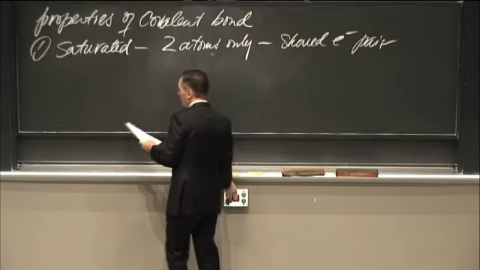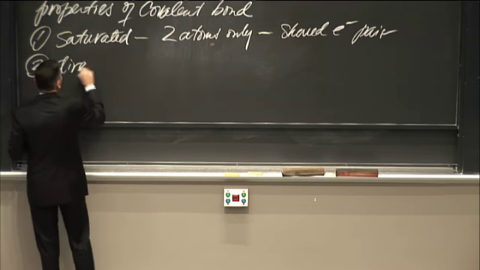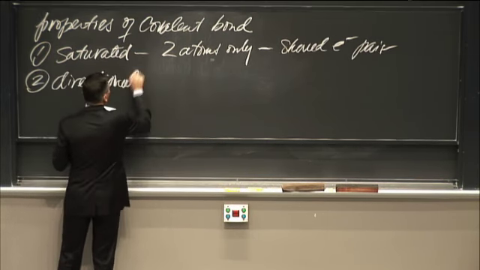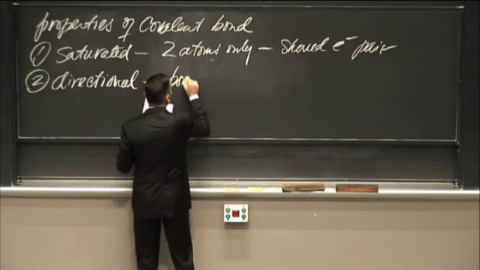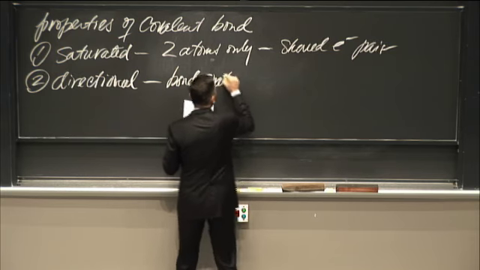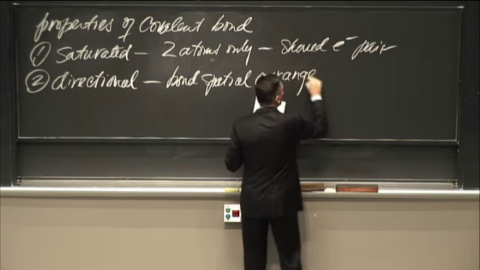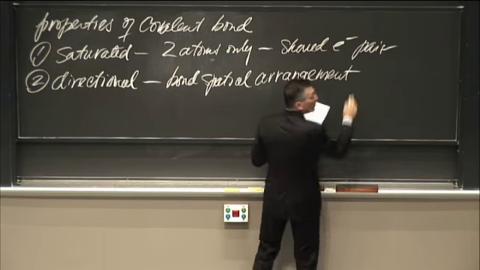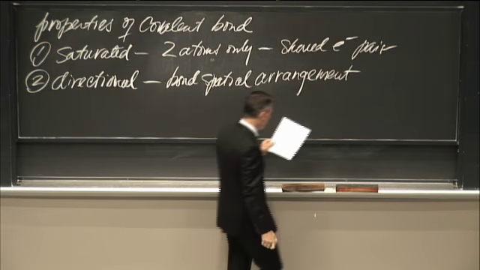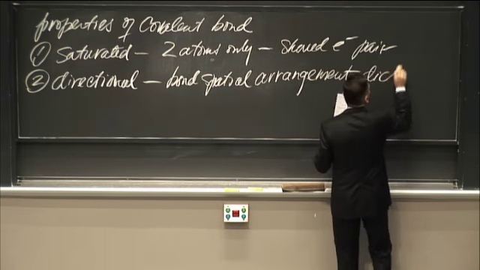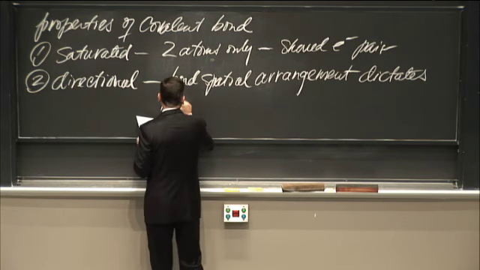The other thing about the covalent bond is that it is directional. And so the bond spatial arrangement, these are the positioners, right? You can't put atoms where there are no bonds. And since the bonds have a direct spatial arrangement, that's going to inform, dictate molecular architecture.